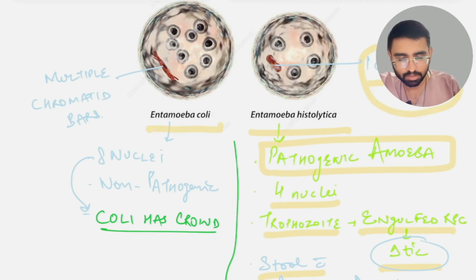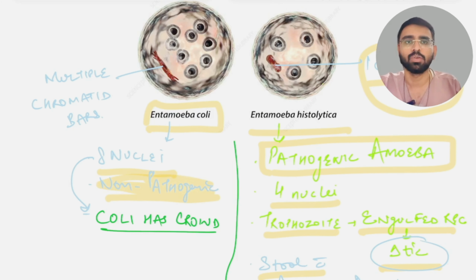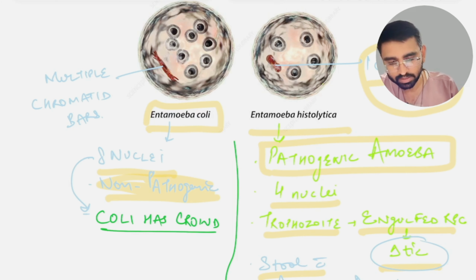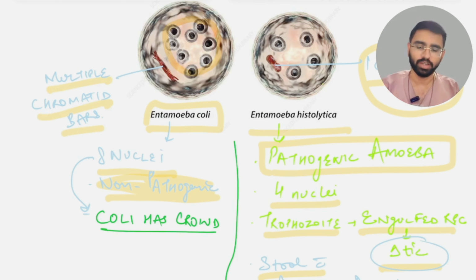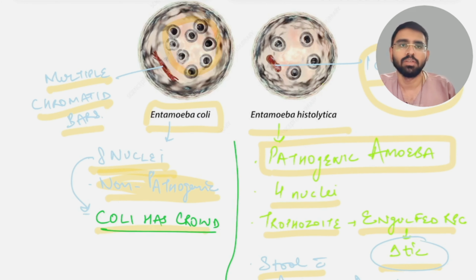Now the other one is Entamoeba coli. Entamoeba coli has 8 nuclei and it is non-pathogenic. Entamoeba histolytica is the pathogenic amoeba, and there is one more, Entamoeba dispar. These both are non-pathogenic, and they have around 8 nuclei and multiple chromatid bars. So the mnemonic for remembering Entamoeba coli is that there are 8 nuclei. Coli has a crowd. There are multiple nuclei, so it is a crowd of nuclei.